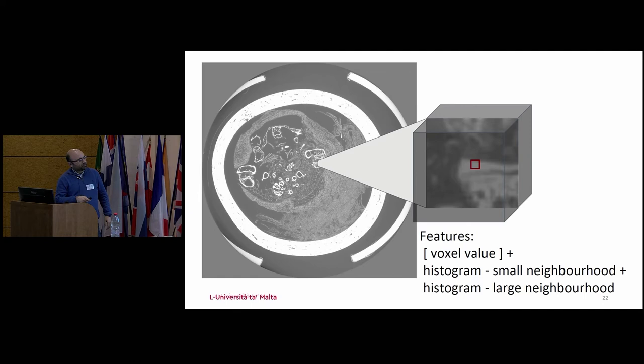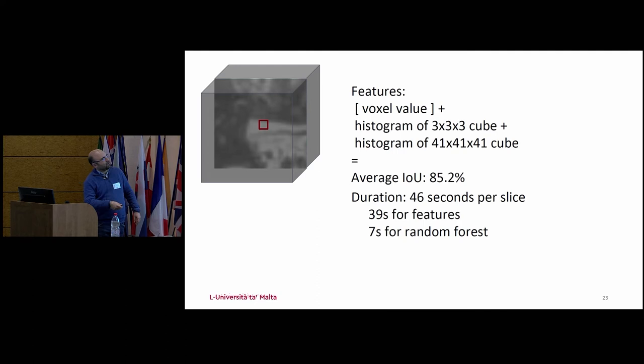When you do that, you turn every one of these pixels into such a list of numbers, together with the manually selected label for the pixel, and you feed that to the random forest. The random forest will be trained in order to predict what the label should be based on those numbers. And this is basically what we did for the results that I showed you before. So we used the voxel value, a cube that's 3 by 3 by 3 for the small neighborhood, and a cube for the large neighborhood, which is 41 by 41 by 41 voxels. And you get an 85.2% average intersection over union at a speed of 46 seconds per slice.